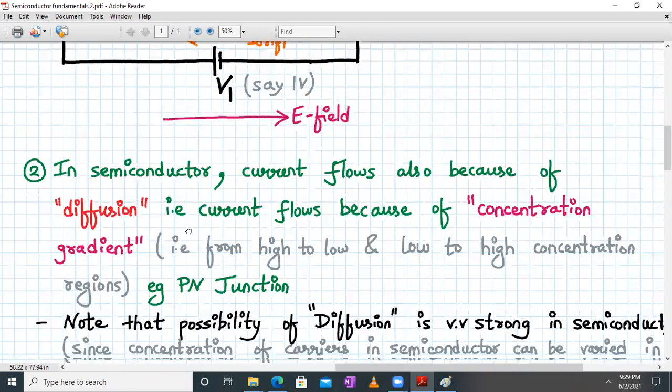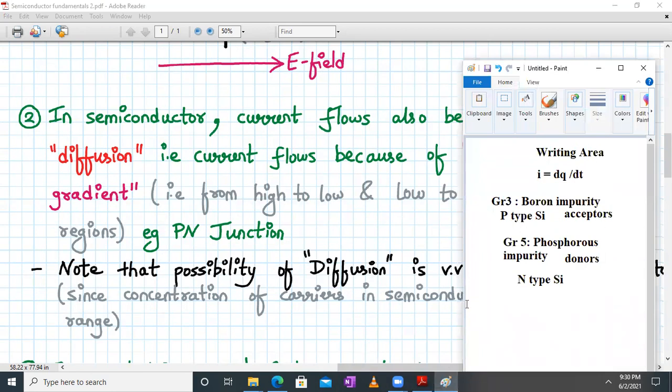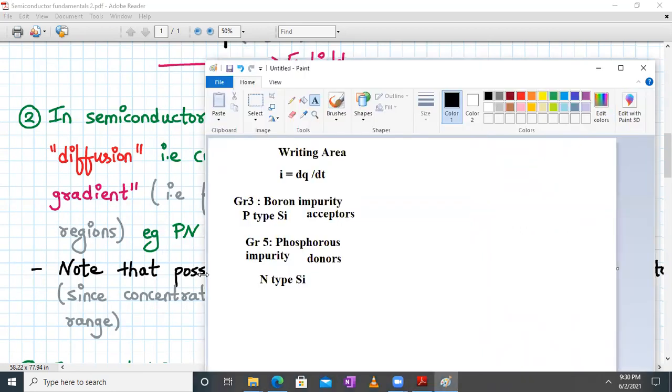Next is the diffusion mechanism. Just now we saw that in a semiconductor, current can also flow because of diffusion. Whenever the current flows because of a concentration gradient, there can be different points in the semiconductor where there will be a high concentration gradient. What do you mean by concentration gradient? From high to low or low to high concentration regions. We will shortly see in a few lectures the PN junction. Let me just show it to you quickly.